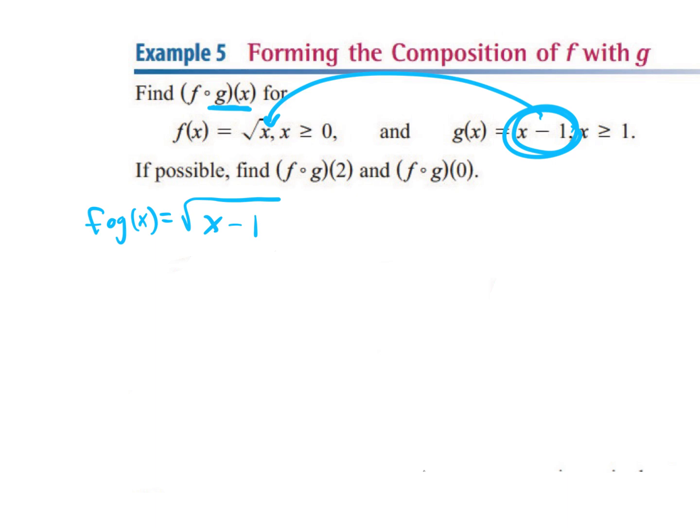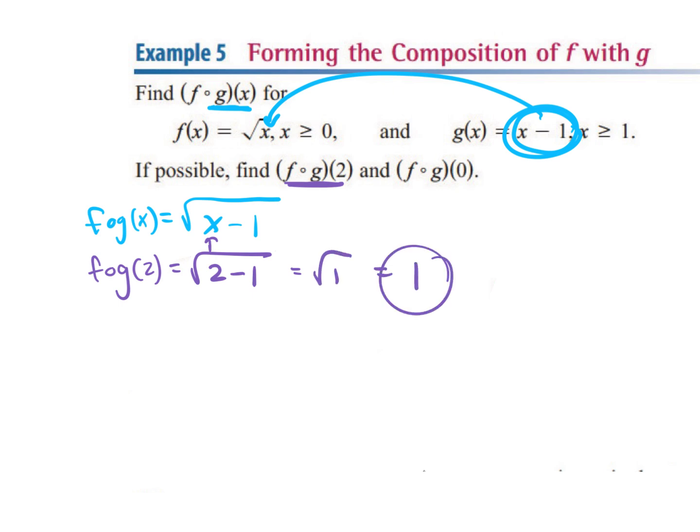From here, we want to find f of g of 2. So we're going to plug that in. So f of g of 2. Once we found f of g, we can just plug it into the x there. So we have the square root of 2 minus 1, which would be the square root of 1, which is 1.